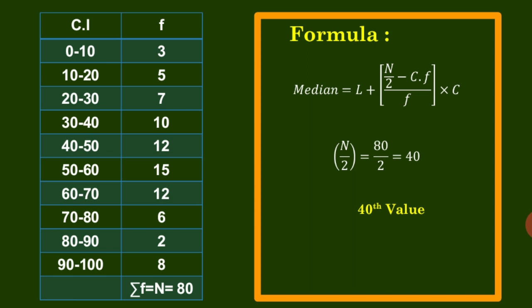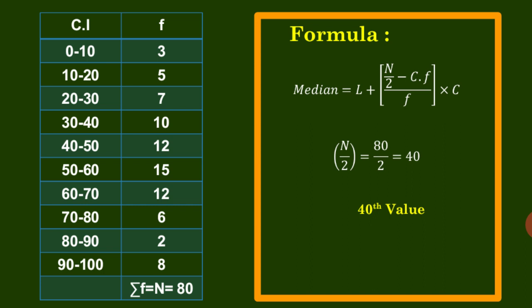Here first we are going to calculate the n by 2 value. N by 2 gives the median class. What do you mean by L? L is the lower limit of the median class. And what do you mean by f? f is the frequency of the median class. And what do you mean by CF? It is the cumulative frequency of the class preceding the median class. And what do you mean by C? C is the class interval of the median class.